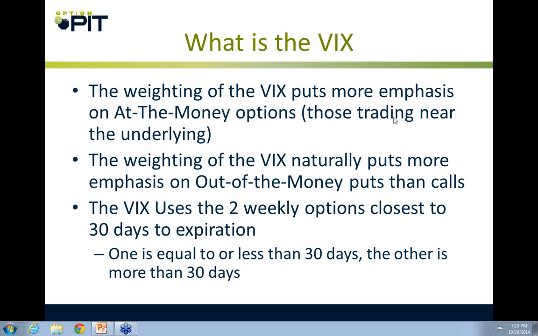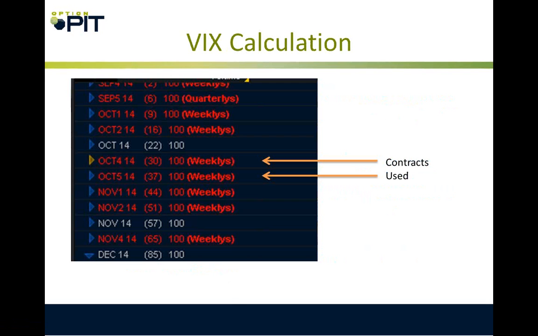The VIX uses the 2 weekly options closest to 30 days to expiration. So the calculation comes from weekly options, one that is equal to or less than 30 days, and the other that is more than 30 days. So in this chart, these would be the 2 contracts used right here at the time I pulled this out.